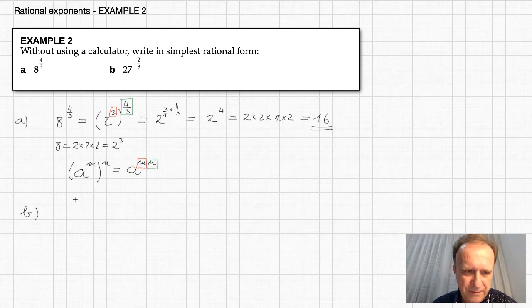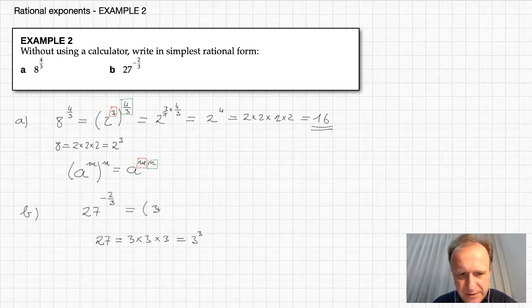In part B, we have a similar problem, 27 raised to the power of negative 2/3. Okay? Again, let us look at this base. Is it possible to replace 27 by something, perhaps 3 times 3, it would be 9. If you multiply by 3, it would be 27. So 27 is 3 to the power of 3. So 27 is replaced by 3 to the power of 3, multiplied by negative 2/3.